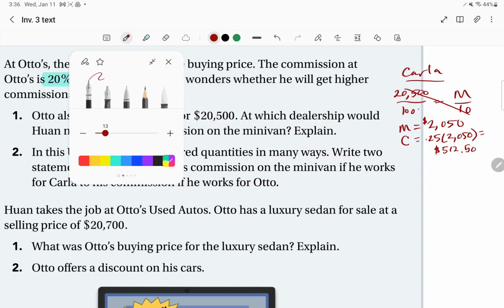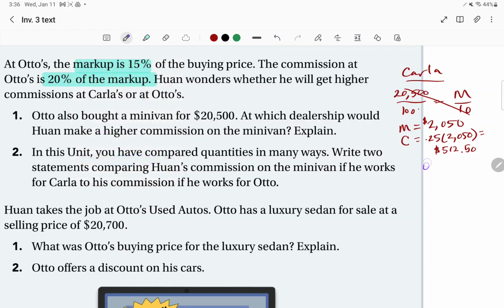Now, let's go ahead and choose a different color. So let's do this one in purple, and this one will be for Otto. So Otto also is purchasing a $20,500 minivan, and that's 100% of the cost that he paid for it. Now we want to know his markup. His markup, it says, is 15%.